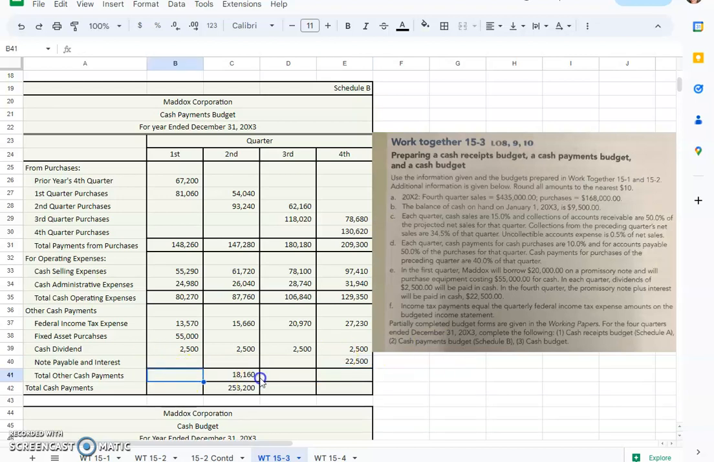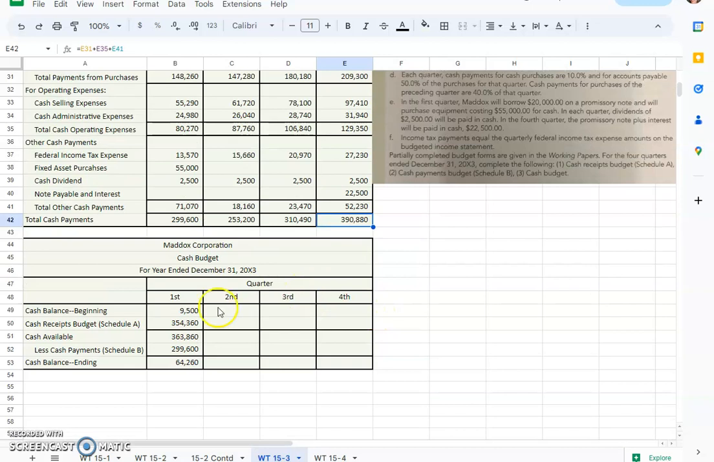We should just be able to add up our total cash payments, or from other anyways, first. These here. Okay, so our total cash payments would be from purchases plus operating expenses plus other, $299,600. We'll just carry those amounts across, and that's it for cash payments budget. Scroll just a bit further down and we will do the cash budget.